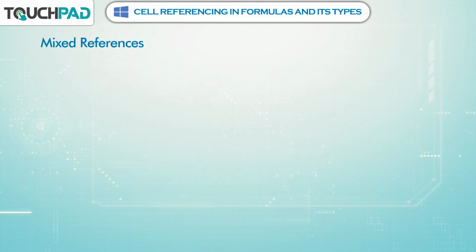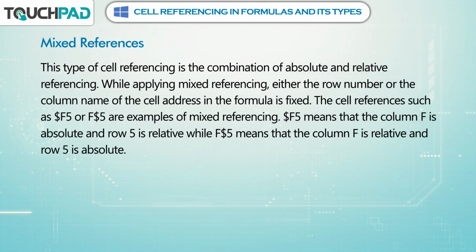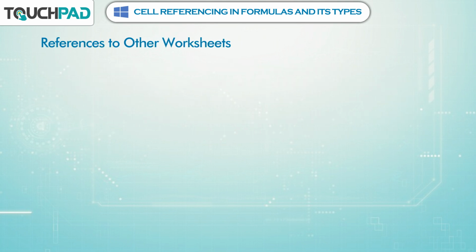Mixed references. This type of cell reference is the combination of absolute and relative referencing. While applying mixed referencing, either the row number or the column name of the cell address in the formula is fixed. The cell references such as $F5 or F$5 are examples of mixed referencing. $F5 means that the column F is absolute and row 5 is relative, while F$5 means that the column F is relative and row 5 is absolute.